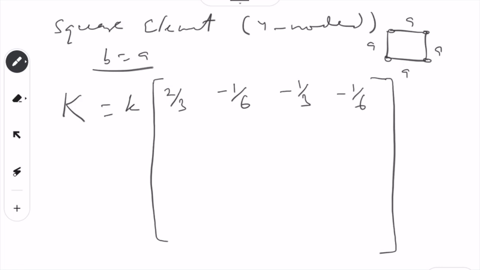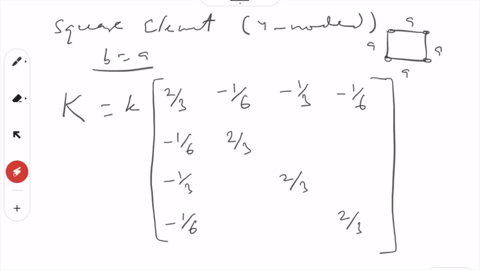And similarly we can write all the other values. So 1 over 6 is here, minus 1 over 3 is here, minus 1 over 6 is here. So we will have 2 over 3 here, then 2 over 3 here, and 2 over 3 here. Done.